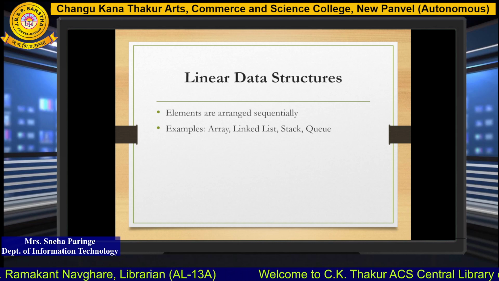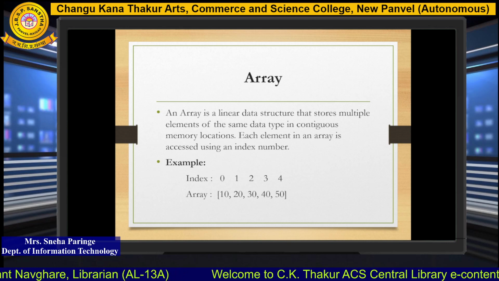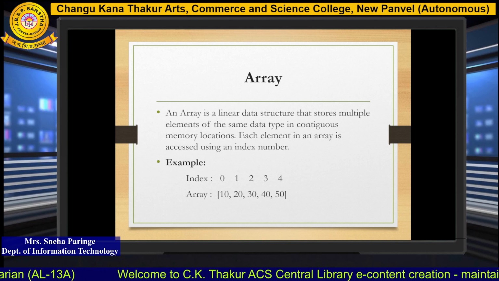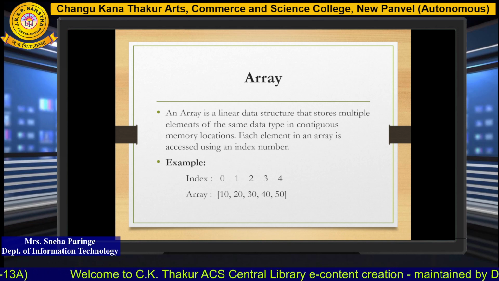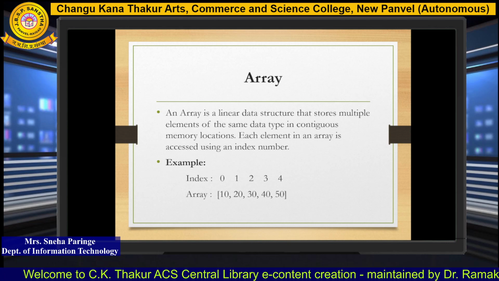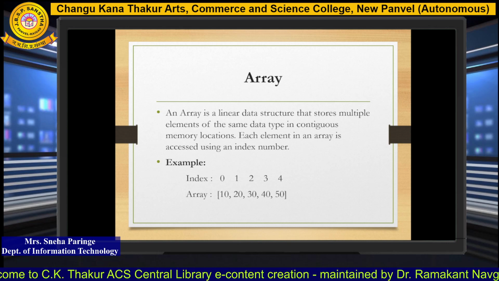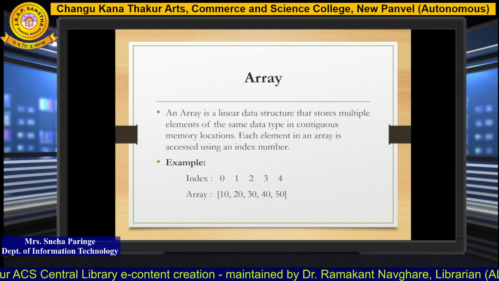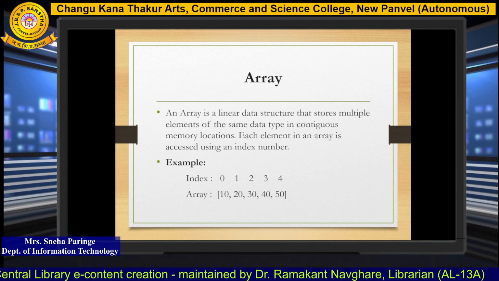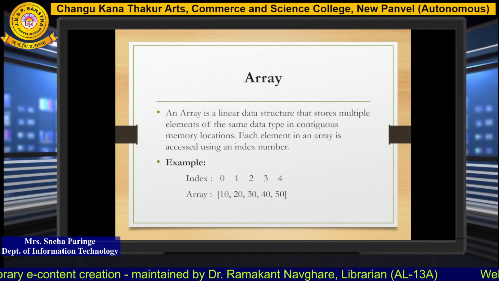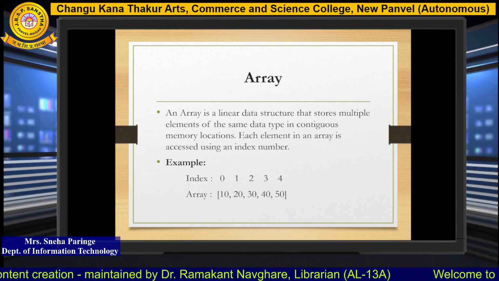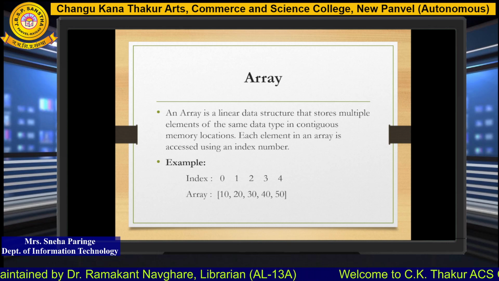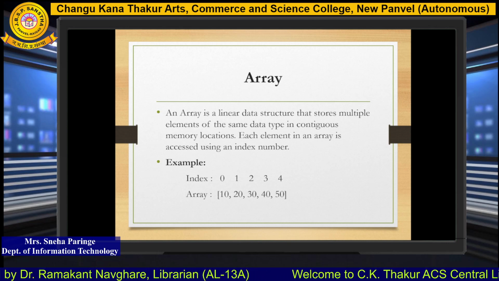We will see in short what exactly the array is. Array is a linear data structure which stores the same type of data, and it is stored continuously in the memory locations. Array elements are accessed using the index number. As you can see in the example, the array elements are 10, 20, 30, 40 and 50. The number of elements is 5, but the index number in an array always starts from 0, and that's why the indexes are 0 to 4.